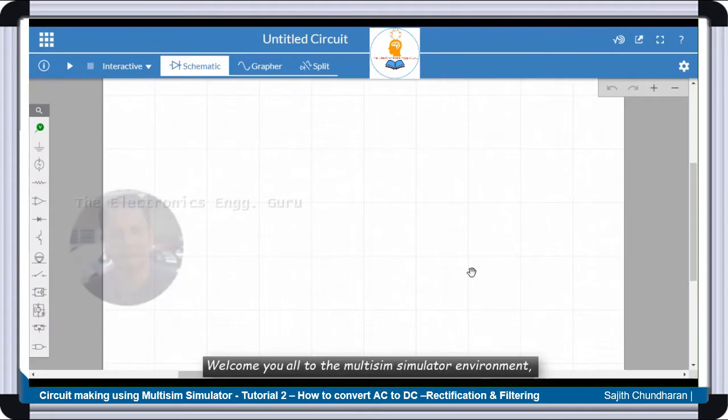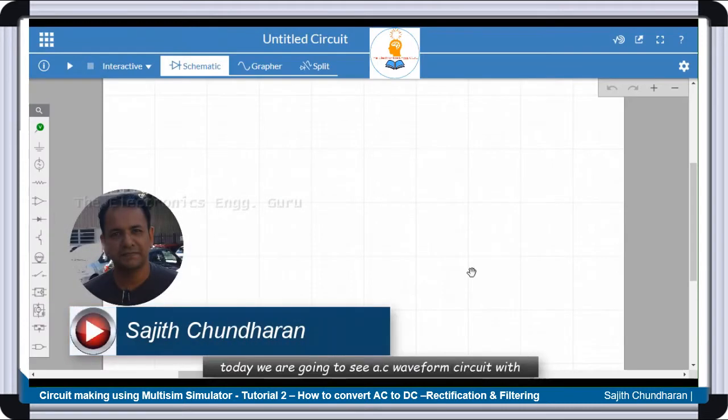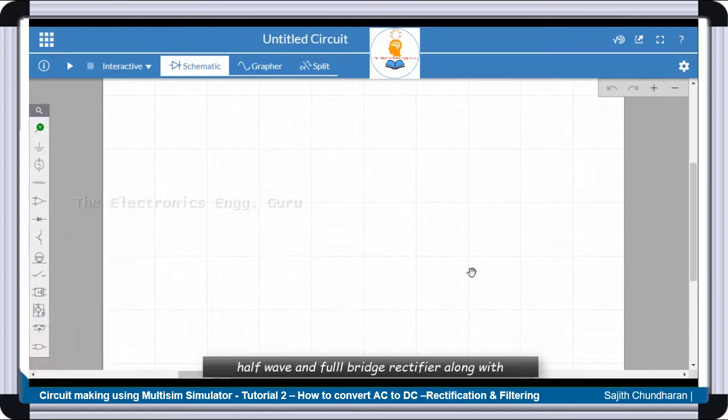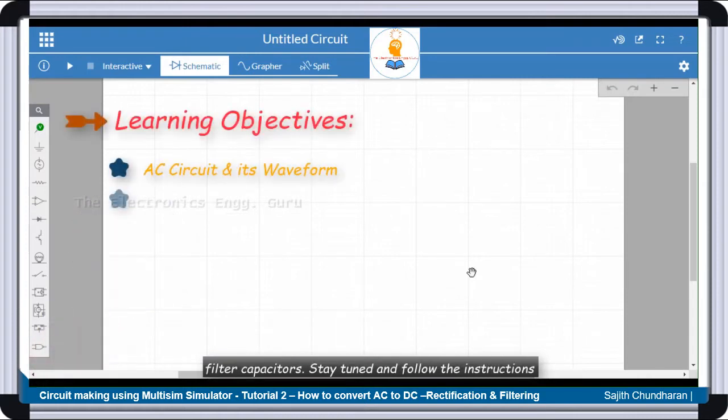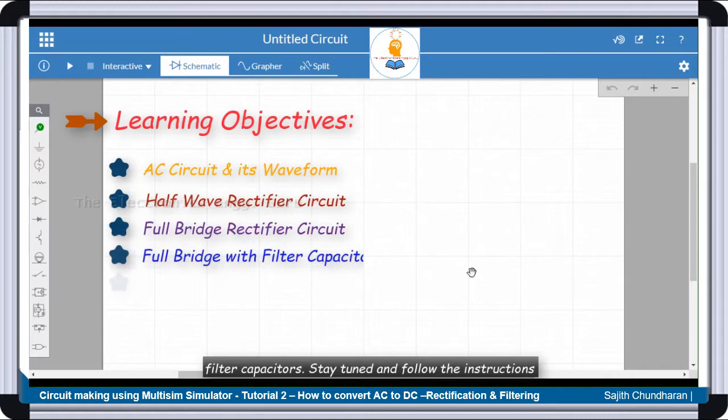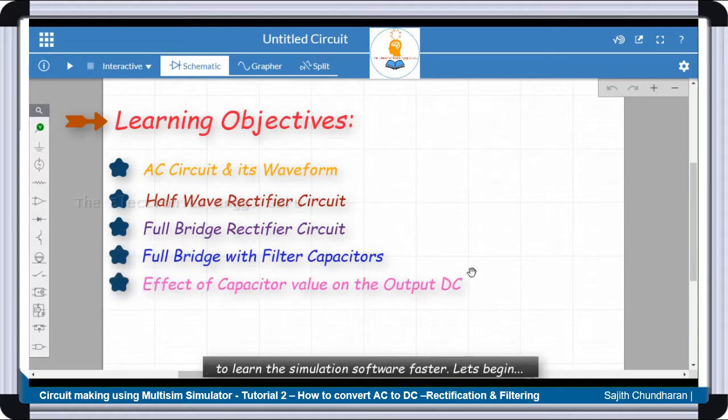Welcome you all to this Multisim Simulator environment. Today we are going to see AC waveform circuit with half wave and full bridge rectifier along with filter capacitors. Stay tuned and follow the instructions to learn this simulation software faster. Let's begin. We are using here the Online Multisim Simulator from National Instruments.